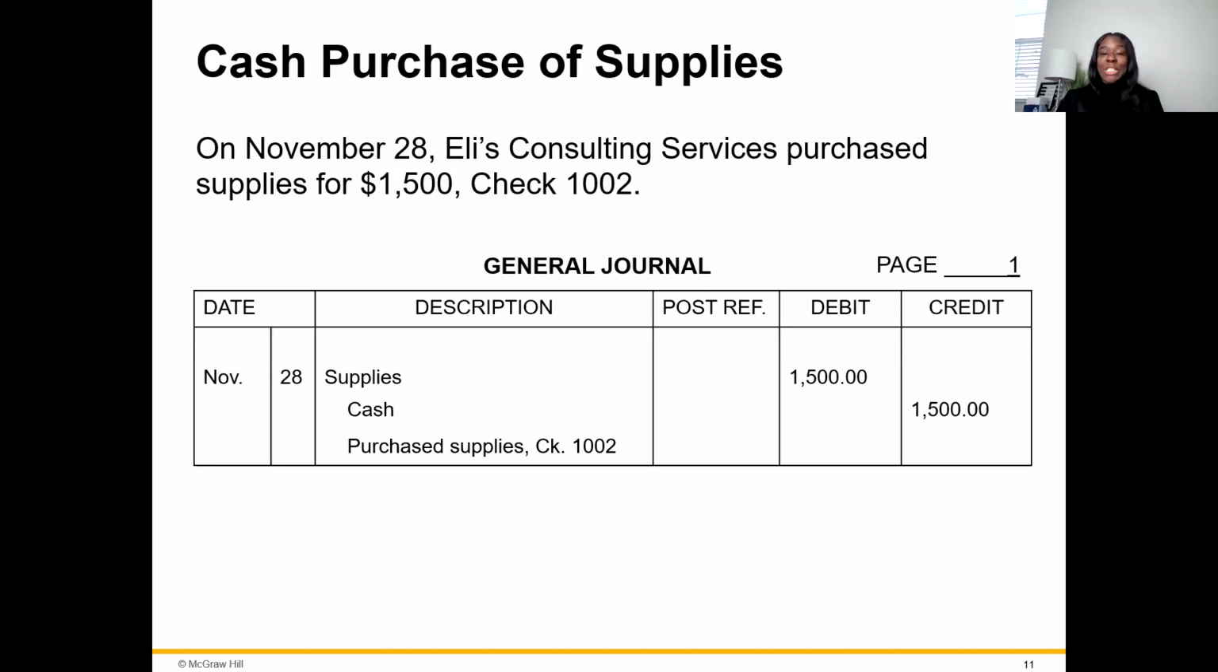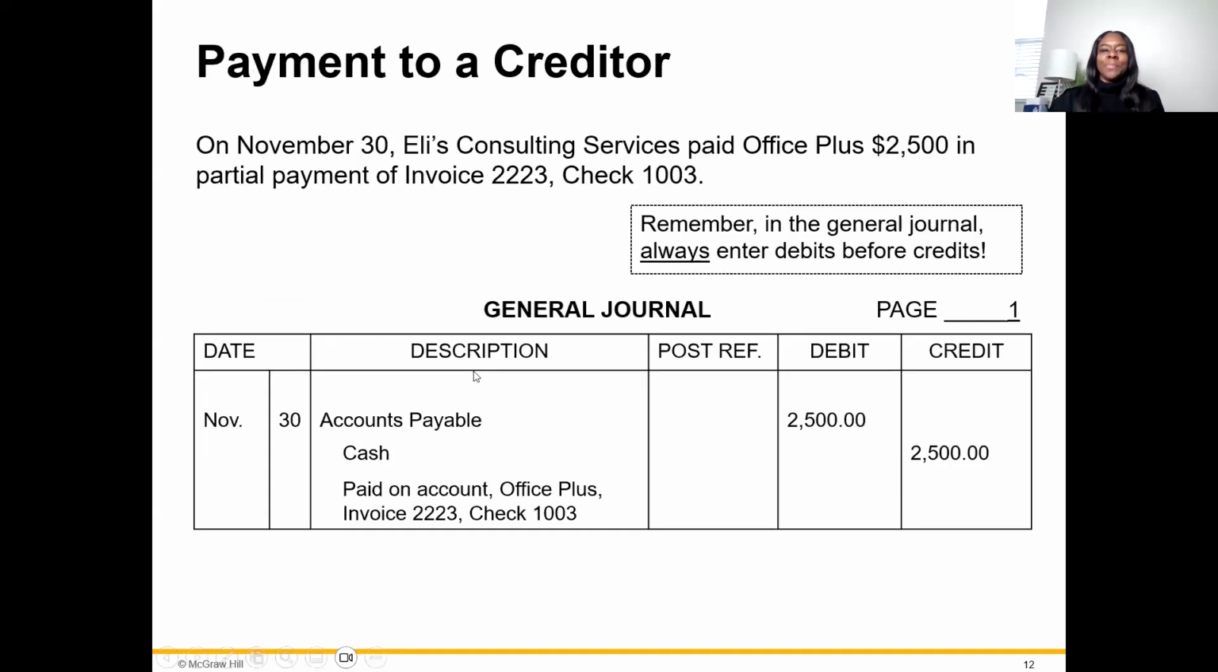So assets, put this in your mental Rolodex or in your notes. If an asset is increasing, we will list it as a debit. If an asset is decreasing, we will list it as a credit. So we're learning how I am able to determine if it's a debit or a credit. So payment to a creditor. On November 30th, we paid Office Plus $2,500 in partial payment of a particular invoice, check 1003.